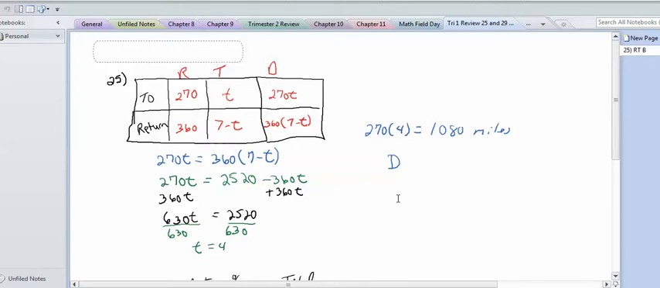Okay, so therefore, I've got my chart. I filled in the information that we have. We set these equal to each other. The whole trip took 7 hours. That's where that 7 came from. And it's 7 minus the time it took her to get there. So there's our equation. We did the math. I found my time was t. I found my time was 4. I multiplied 270 times 4 to get the miles the airports were apart.